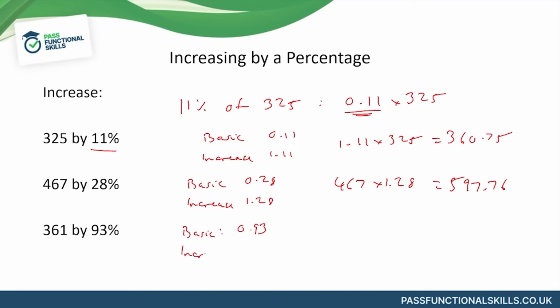93%, the basic multiplier is 0.93. So for an increase, it's going to be 1.93. So 1.93 multiplied by 361. 1.93 times 361 comes to 696.73.